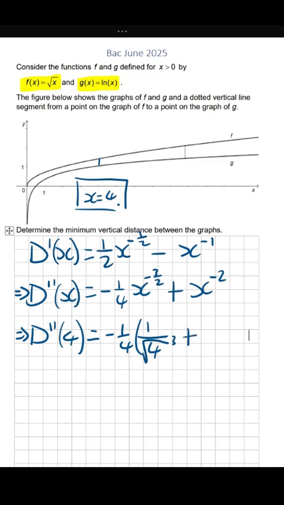Okay, and then we're adding on to that 4 to the power of minus a half, so that is 1 over 4 squared. All right, let's do a little bit of calculation. Root 4 would be 2, and 2 cubed is 8. So we've got minus a quarter times 1 over 8, plus 1 over 16.